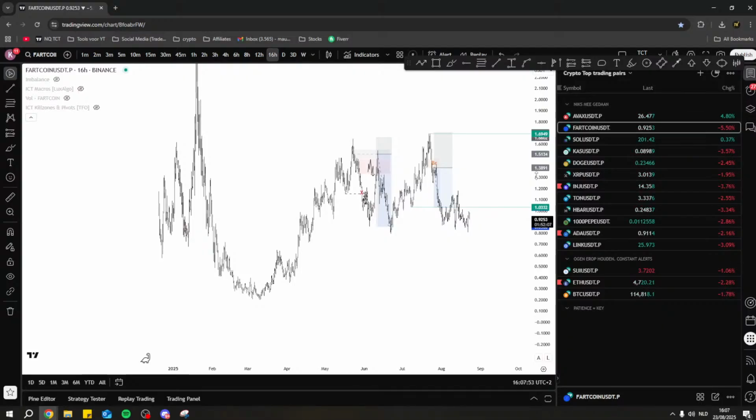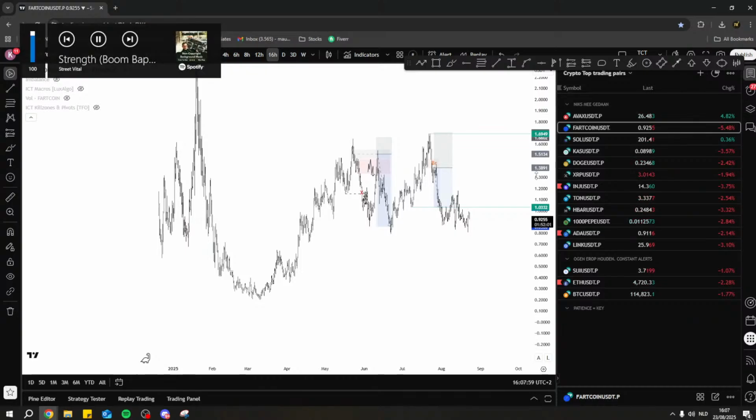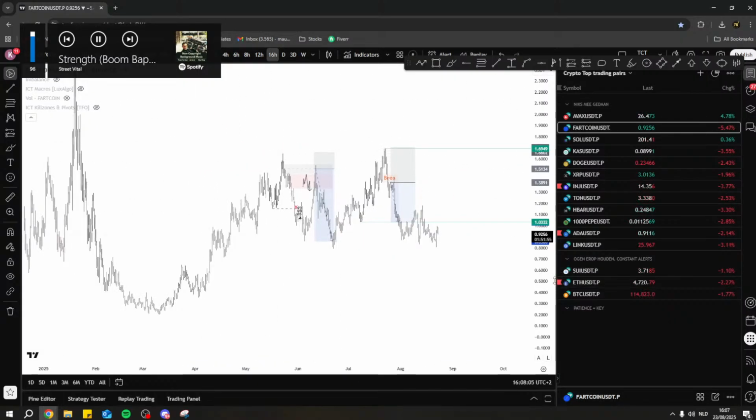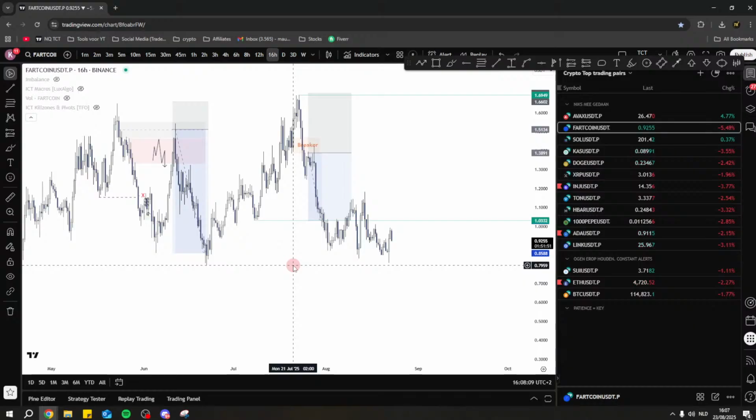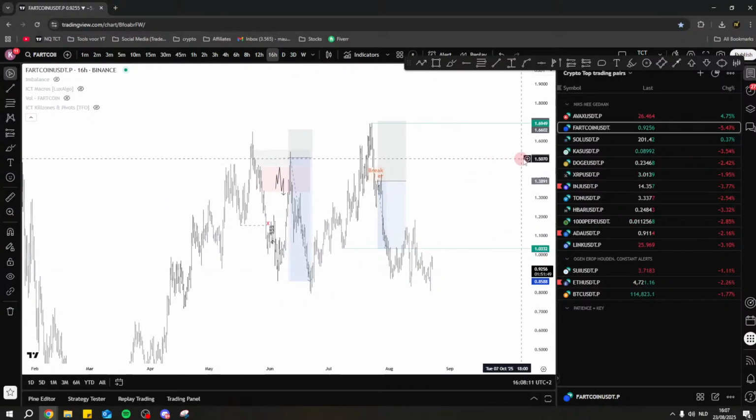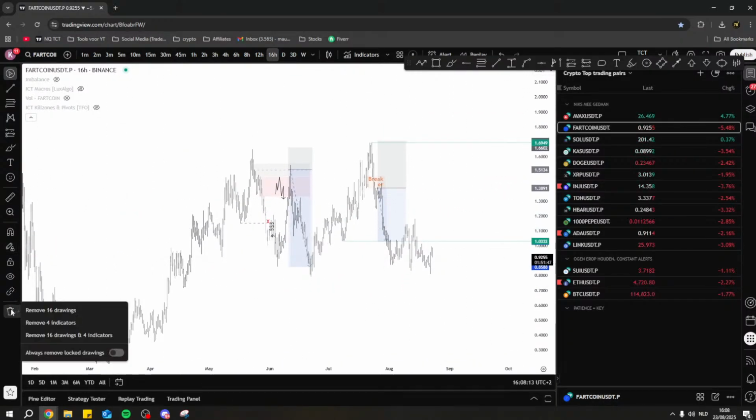Oi, beep coins, huh? Fourth coin is actually looking okay here, and I'll tell you why. Oh yeah. Start by removing just everything.